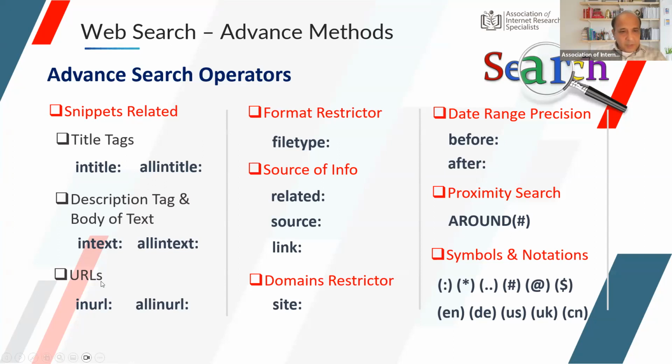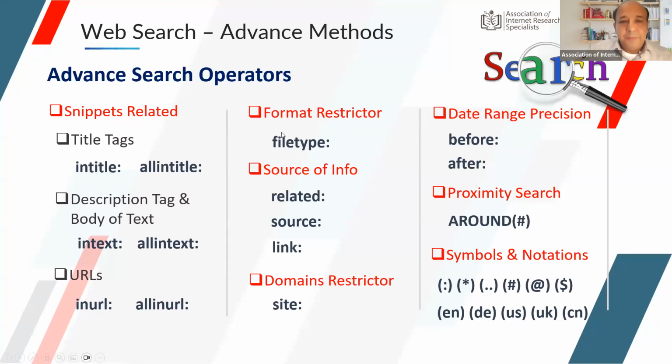And at the very bottom, it says URLs. If you have to query any of the words in the body of the URL, you're going to use in URL colon and all in URL colon. Because these three, in title, in text, and in URL, basically are fetching information or comparing your search query words within those specified areas or specific segments of the content page. They are responsible for bringing that small piece of information called a snippet. So that's why we call it snippets related.